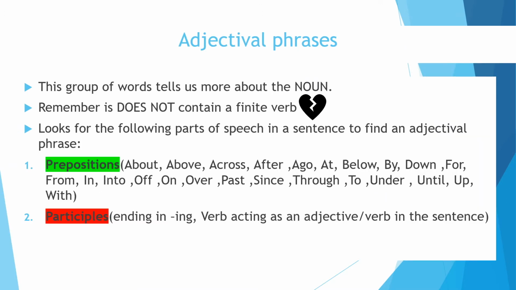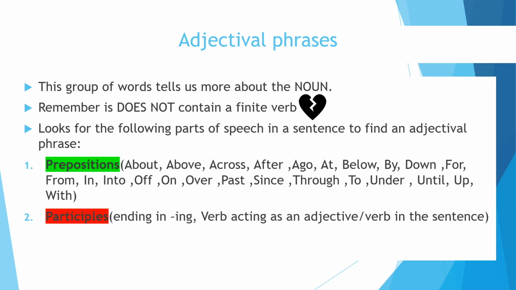Let's first look at adjectival phrases. This group of words tells us more about the noun. Think of an adjective in parts of speech. It tells us more about the noun, whereas an adjectival phrase is a group of words that will tell us more about our noun. They do not have a finite verb, so therefore this particular part of speech cannot stand on its own.